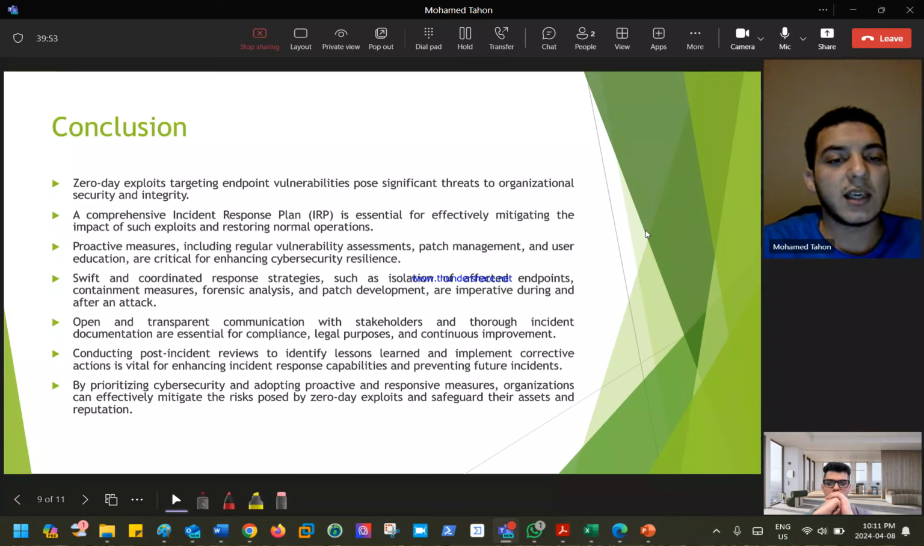And the last one, prioritizing cybersecurity. Conclude by stressing the importance of prioritizing cybersecurity and adopting proactive and responsive measures. By prioritizing cybersecurity, organizations can effectively mitigate the risk posed by zero-day exploits and safeguard their assets and reputation in an increasingly digital world. And we're done.